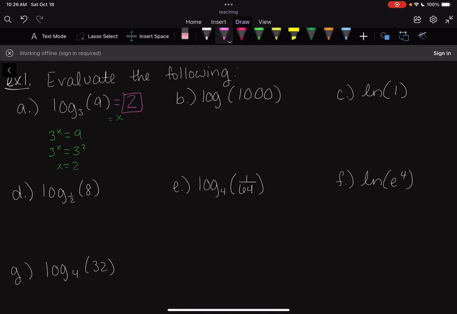For part B, first we need to decide what our base is because the base isn't written. Since there isn't one, it's just 10, since it's log. And so we're being asked, what exponent do you put on 10 for it to equal 1,000? In exponential form, we're asking 10 to the what equals 1,000. So in this case, that would be 3. 10 cubed is equal to 1,000.